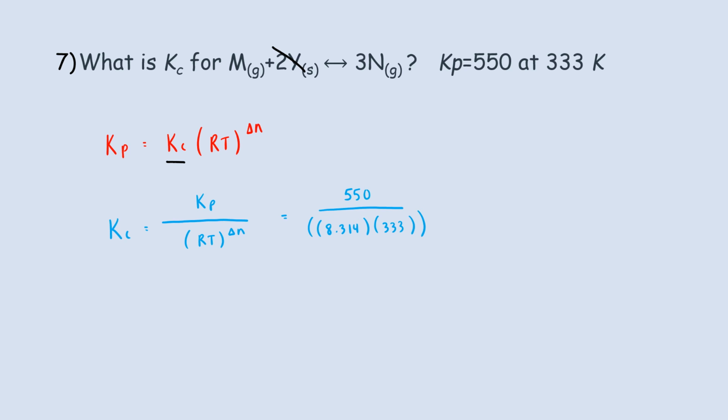So what is delta N? It's going to be final moles of gas minus initial moles of gas. So we have 3 moles of gas in our products minus 1 mole of gas in our reactants. So it's going to be raised to the power of 2. Plugging that into your calculator will give you a value of Kc equals 0.74.